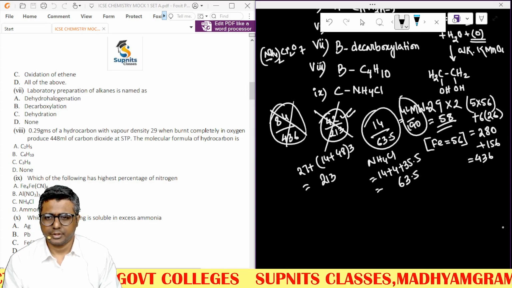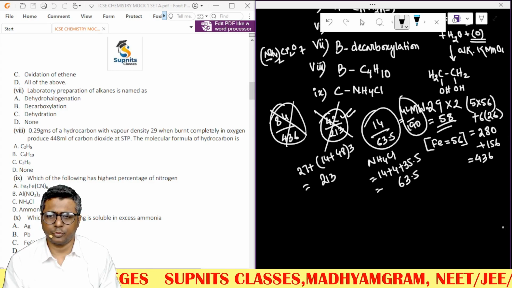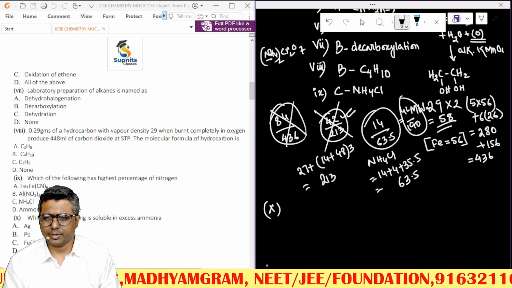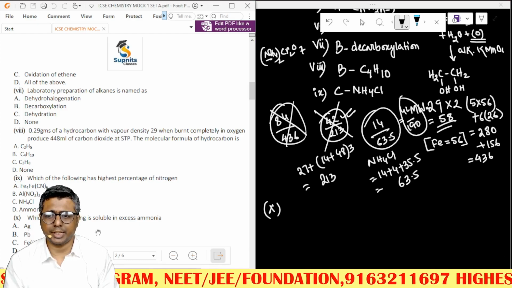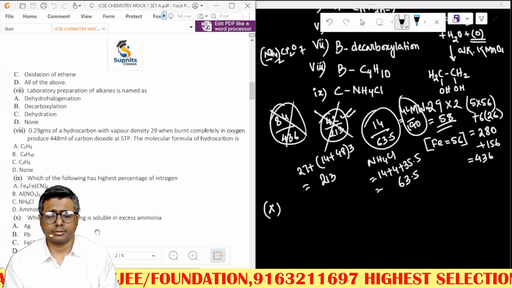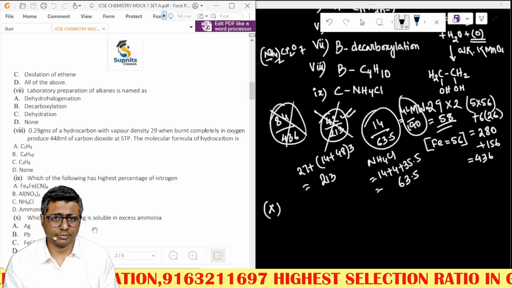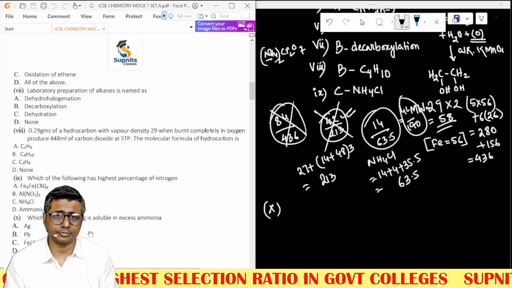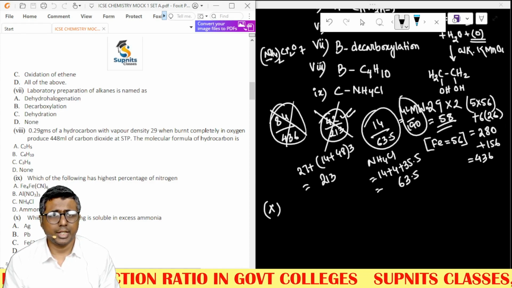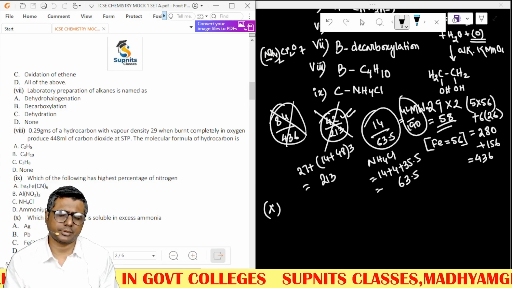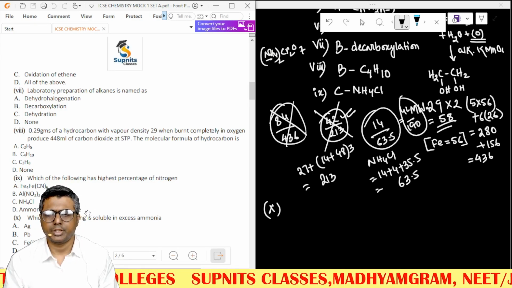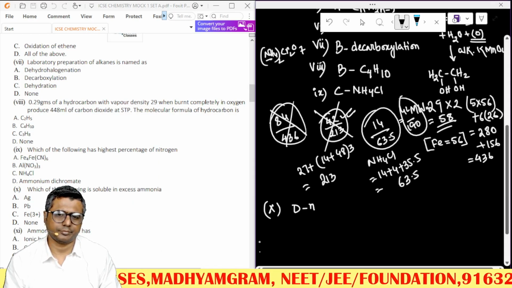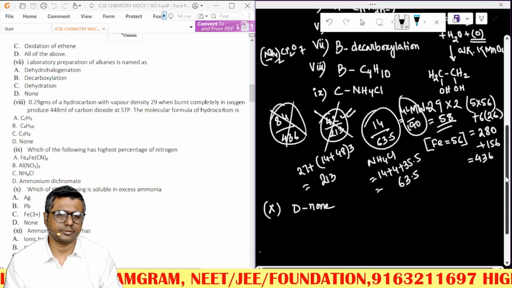Next, which is soluble in excess ammonia? Number 10. If you see, this is metal. Ag is given as metal, it is not given as ion. So Ag is not soluble in ammonia. If it is Ag plus ion, it is soluble, but this is Ag, it is not soluble. Silver is not soluble in ammonia. Lead metal not soluble in ammonia. Fe3 plus not soluble in ammonia, excess or whatever you give. So definitely here there is an option called none, so I'll go for none.